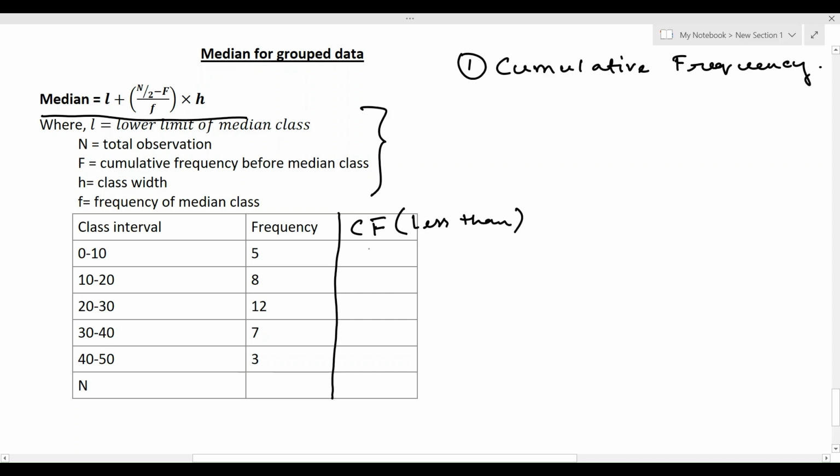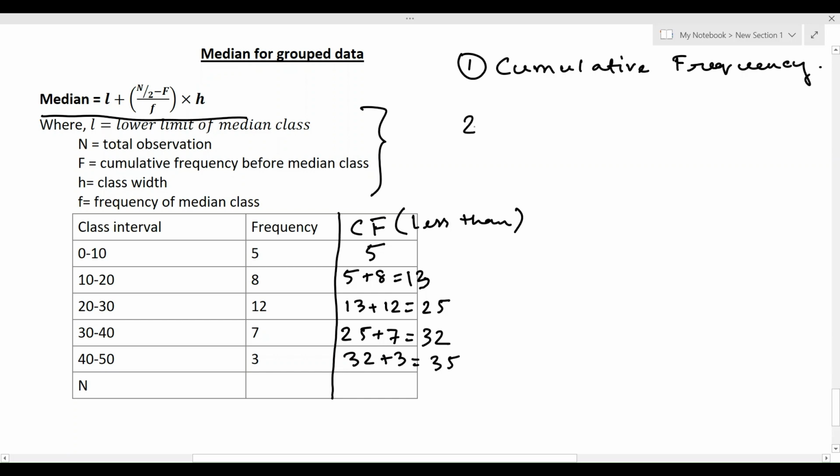For the first class, the cumulative frequency is 5. For the second class, it is 5 plus 8, that is 13. For the third one, it will be 13 plus 12, which is equal to 25. For the next one, it will be 25 plus 7, that is equal to 32. And for the last one, it will be 32 plus 3, which is 35.